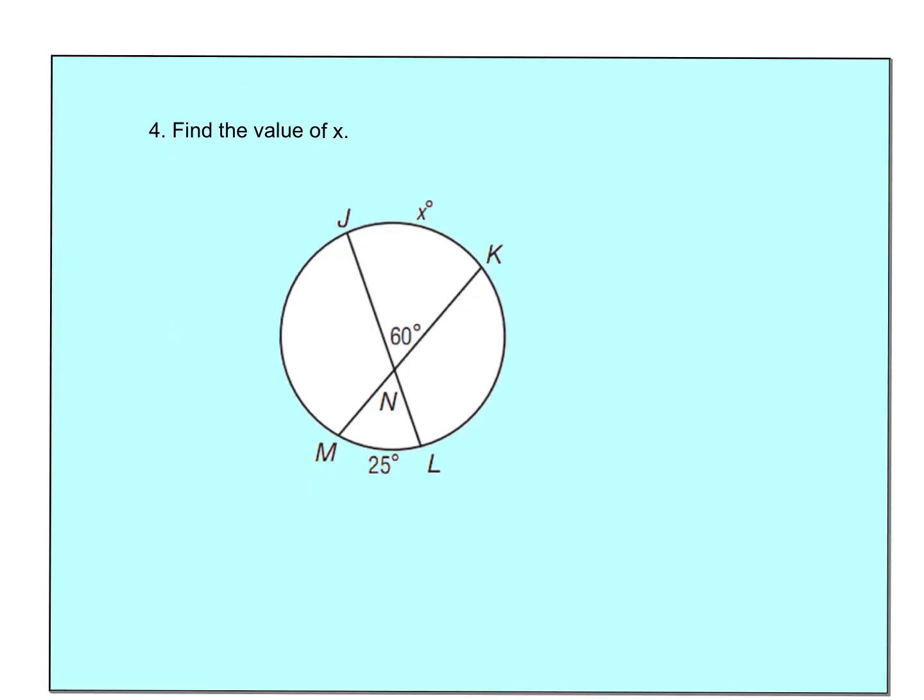Okay. So here, let's take a look. So I've got this is 60, this is 25, this is x. So I want to take x plus 25 divided by 2 equals 60. So multiply both sides by 2.